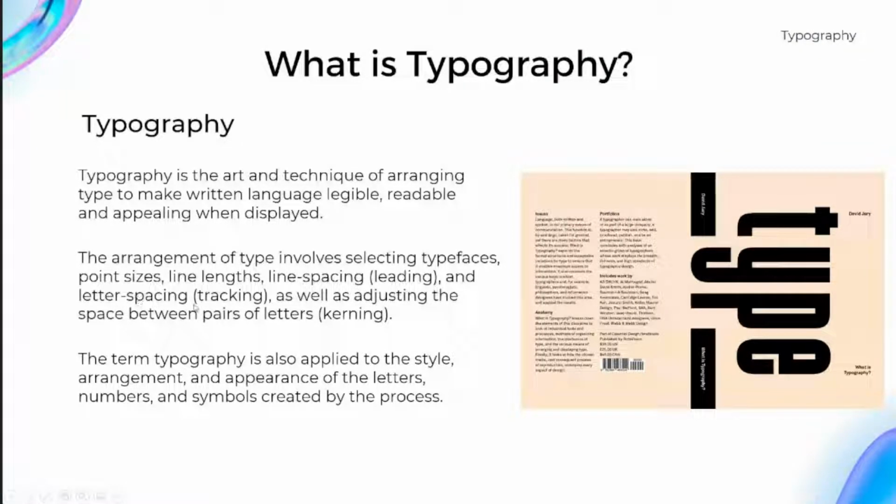And letter spacing, the space that we have in between these letters, from this anatomy where we have A and N, the space between the A and N, N and A, C and O, M and Y. This is what is called the tracking, as well as adjusting the space between the pairs of letters.